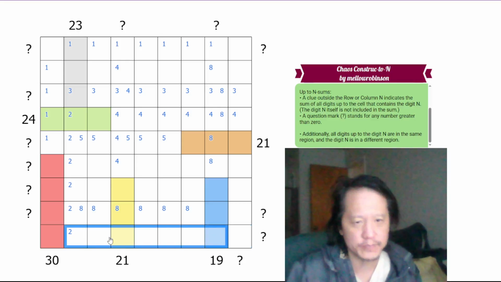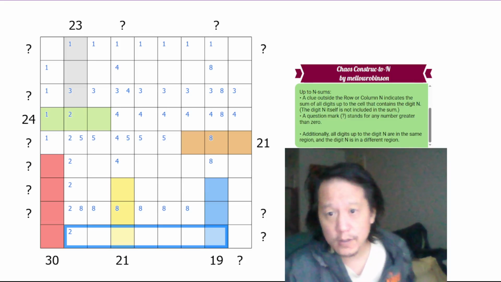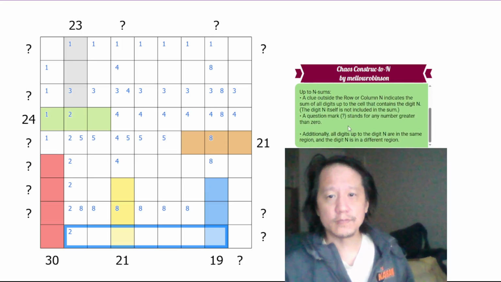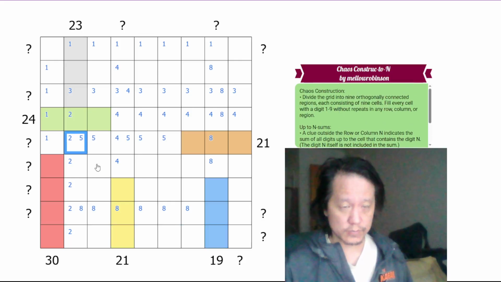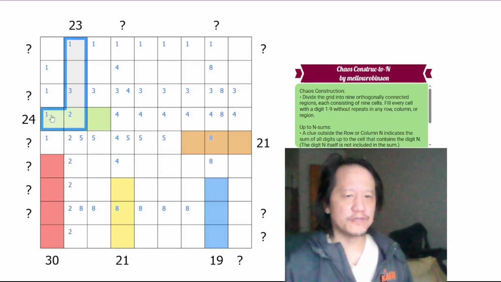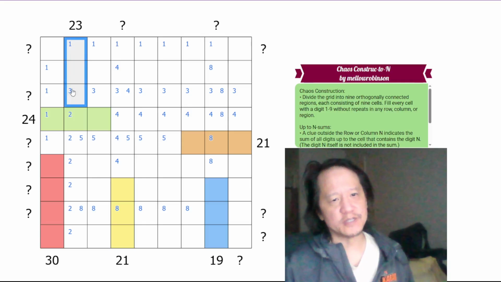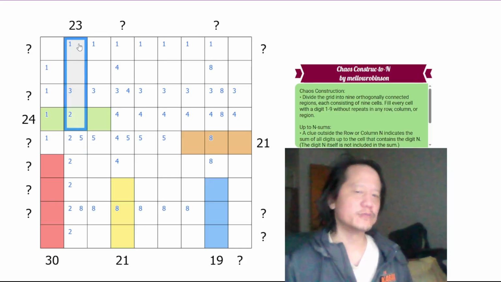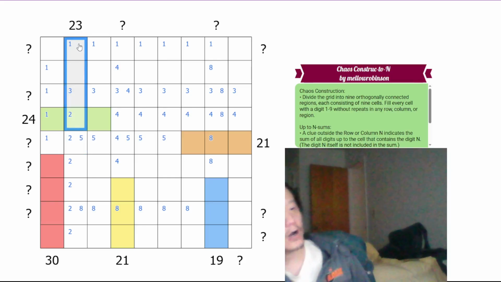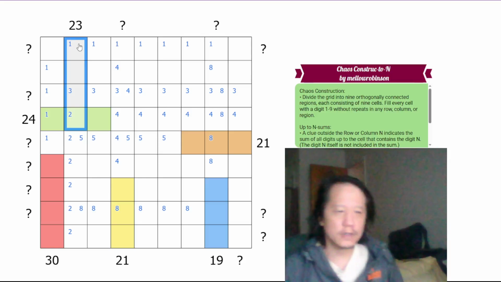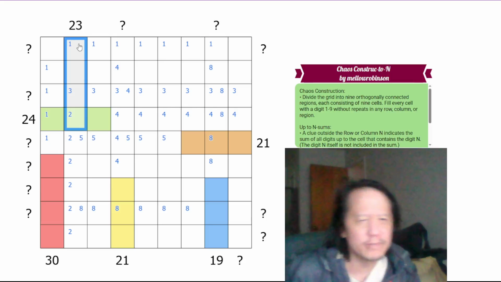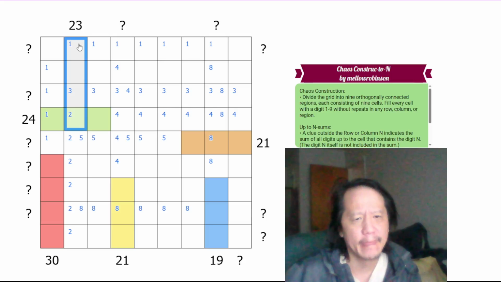It could be here. Okay. So what happens if it's this way then? That doesn't work. These cannot be the same region, because if these were the same region, this would add up to 24, and this would, oh, well, this could be 2. No, it can't be 2. Okay, maybe they can be the same region. Interesting.